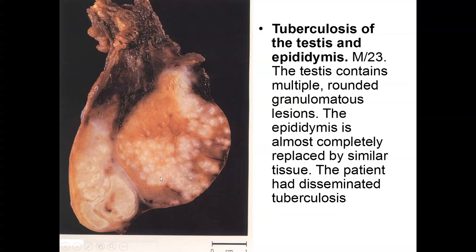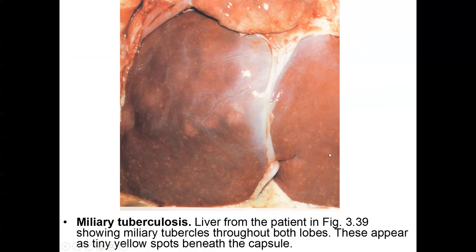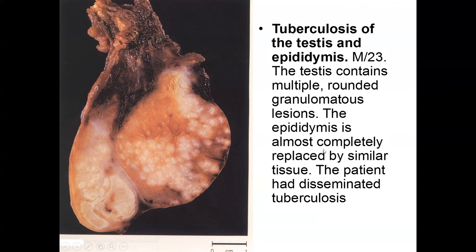So here you see the tuberculosis of the testes and epididymis. The testes contain multiple rounded granulomatous lesions. The epididymis is almost completely replaced by similar tissue. So this patient had disseminated tuberculosis.